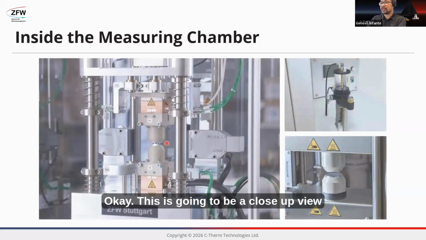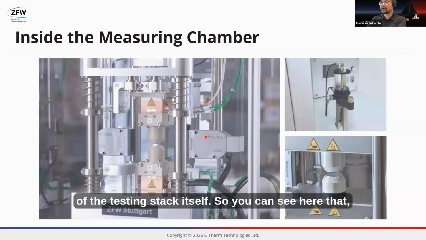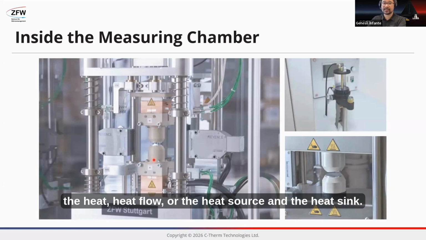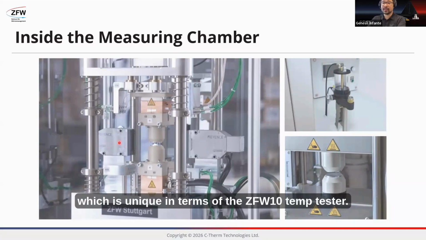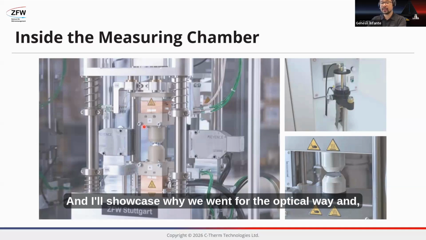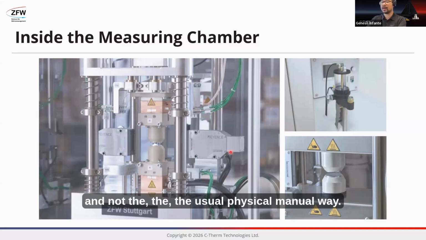Okay, this is going to be a close-up view of the testing stack itself. So you can see here that you have the upper and the lower bar, the heat source and the heat sink, and you notice that there are two components right here. These are a Keyence LED optical camera, which is unique in terms of the ZFW TIM tester. And this is how we measure the bond line thicknesses in a very accurate manner. And I'll showcase why we went for the optical way and not the usual physical manual way.